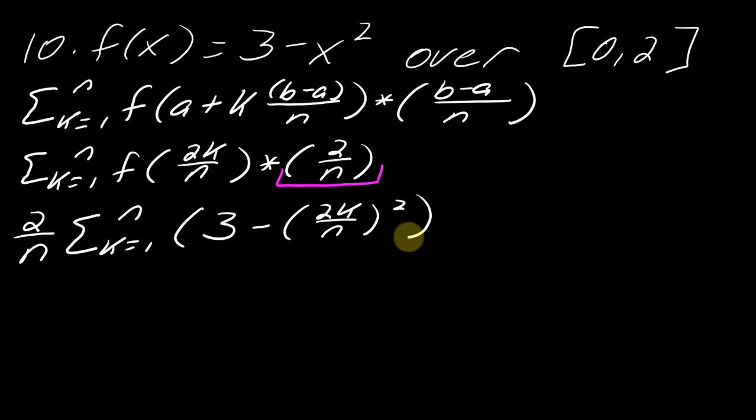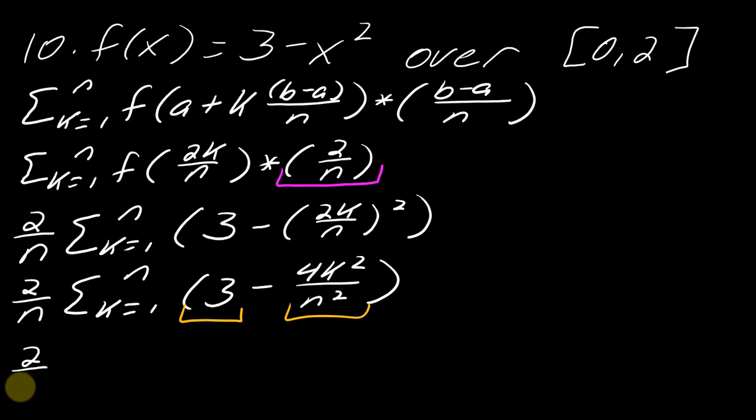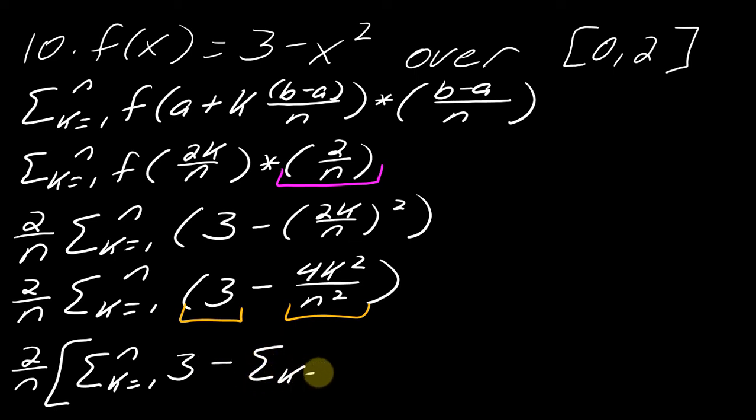So here's what I need to work out now. This is 2 over n, and then this is 3 minus 4k squared over n squared. Now looking at this, I can see that I can break this sum up into pieces. I've got this piece here and this piece here. I don't want to do too much too fast. So I'm going to use a square bracket to break this sum up, because remember we also have that 2 over n in the front. So here's the first part of the sum, and here's the second part of the sum.